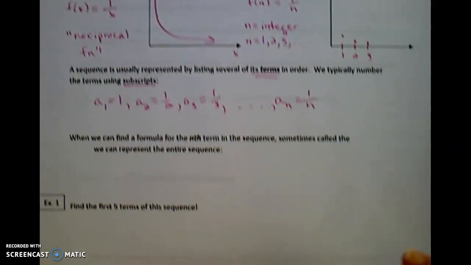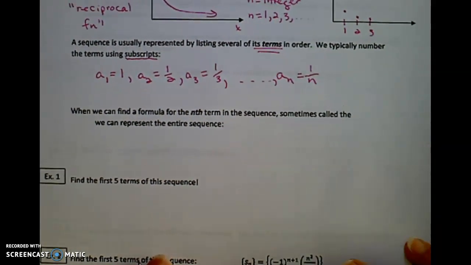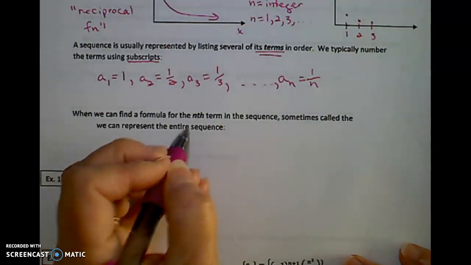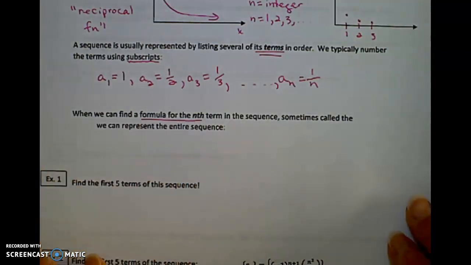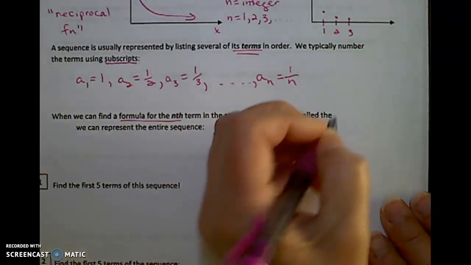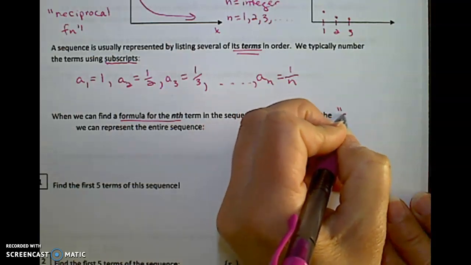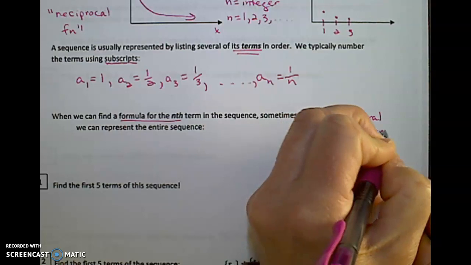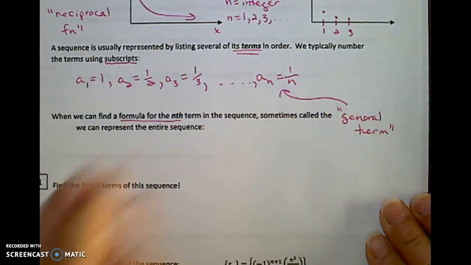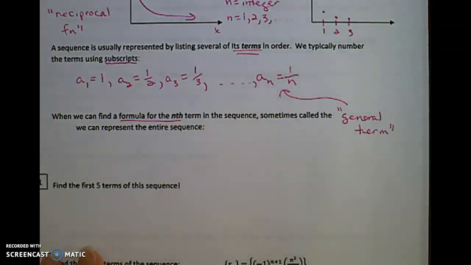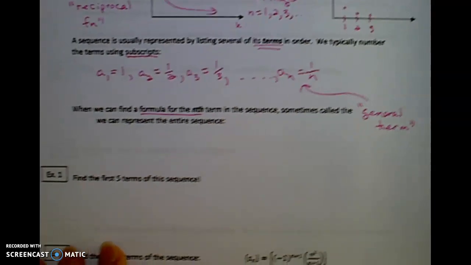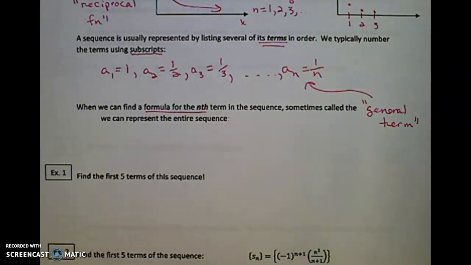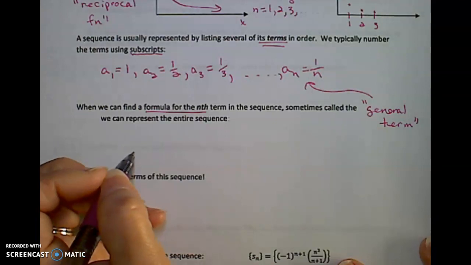Alrighty, let's move on just a little bit. When it's possible to find a formula for the nth term in a sequence, the nth term is sometimes called the general term of that sequence. This would be the general term in terms of n. If you can find a general term for a sequence, then you can represent the entire sequence.